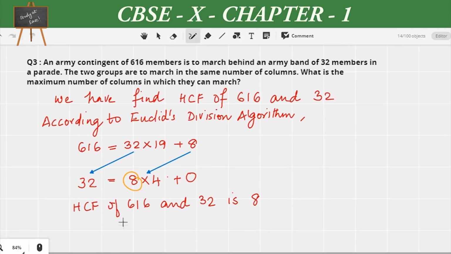So there is supposed to be 8 columns. The maximum number of columns is 8.